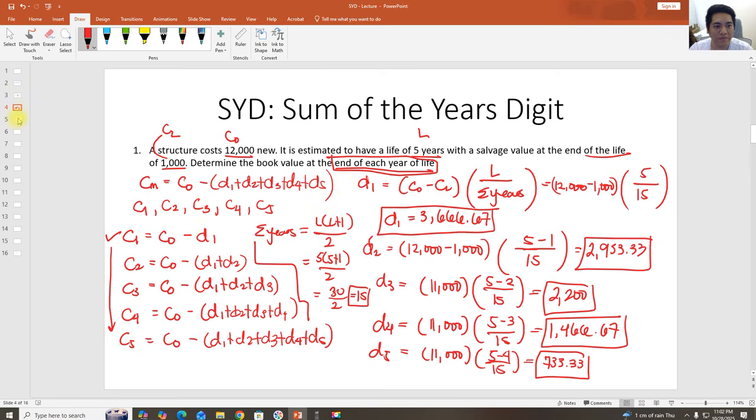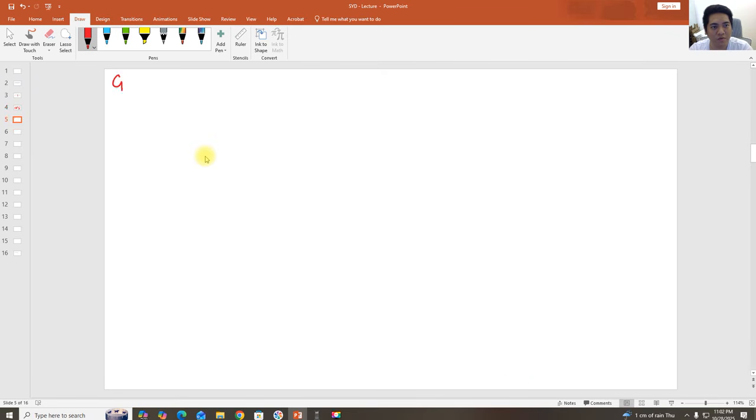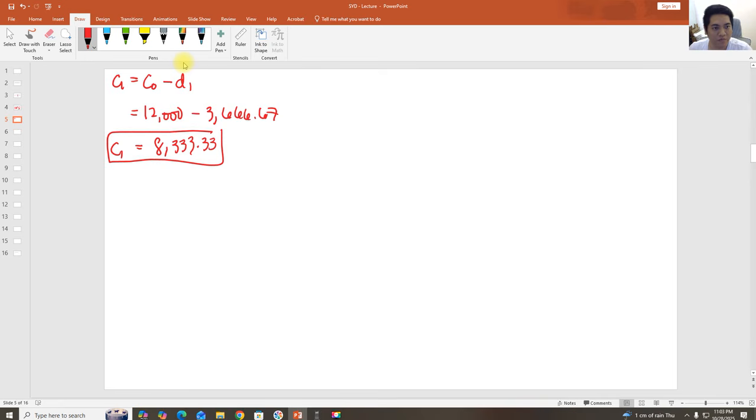So if we do that, let's check. So we have C sub 1, C sub 0 minus D1. So our first cost is actually 12,000, minus the D1, which is 3,666.67 rounded off. So our C sub 1 book value for the first year would be 8,333.33. That's our first book value.